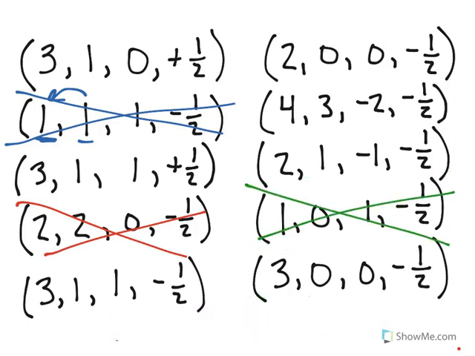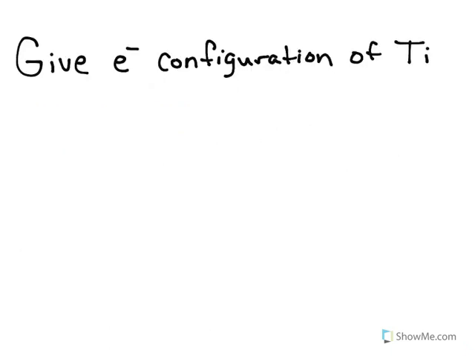So we'll cross that one out. And from a quick glance, it looks like the rest of these might be all right. So moving on to a different idea. Give the electron configuration of titanium. Well, we'll just go through the motions here.